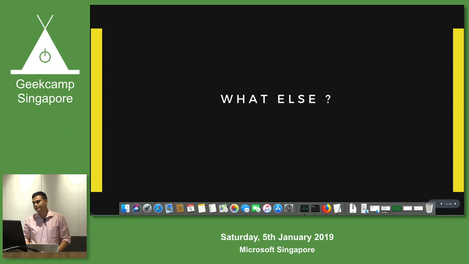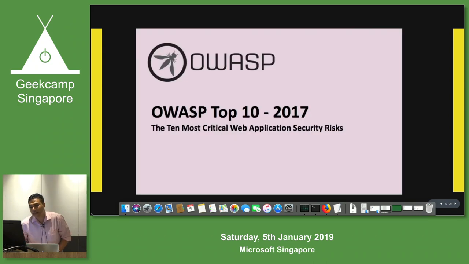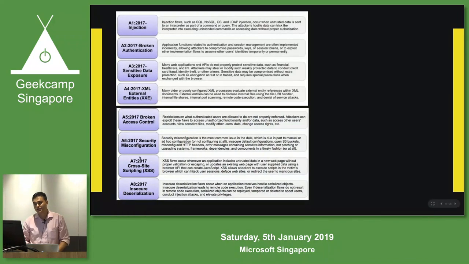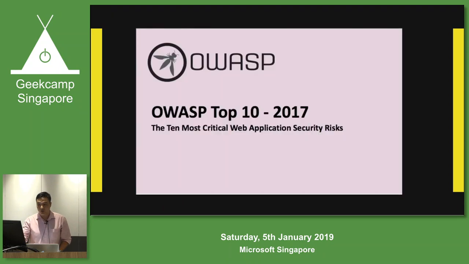And what else? For you guys who are willing to know about application security, you can refer to OWASP Top 10. Every year OWASP releases the 10 most critical web application security risks, such as injection, as I showed you before, and broken authentication, and many more. So if you want to know more about what kind of security issues will threaten your apps, OWASP can be a good reference for you.